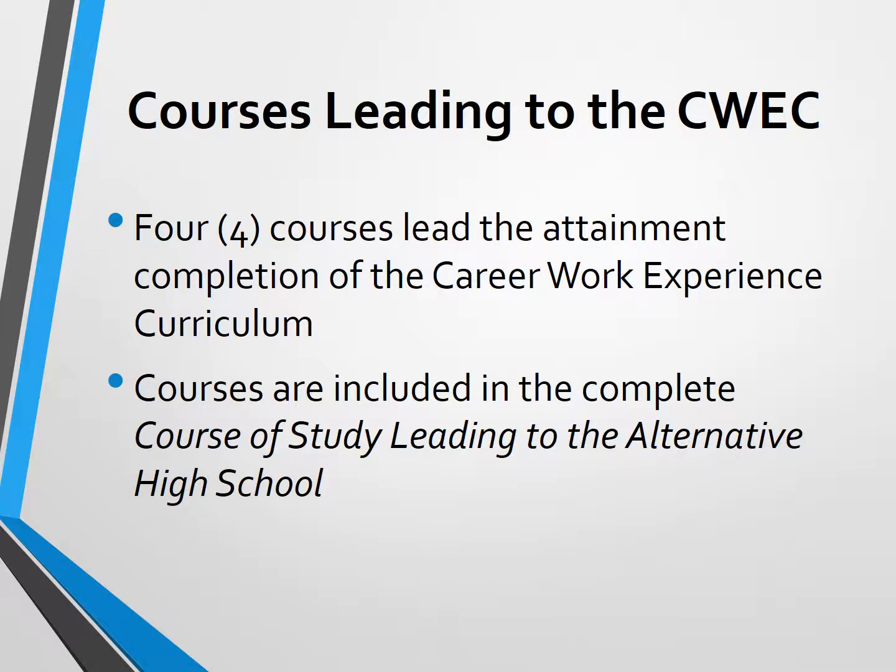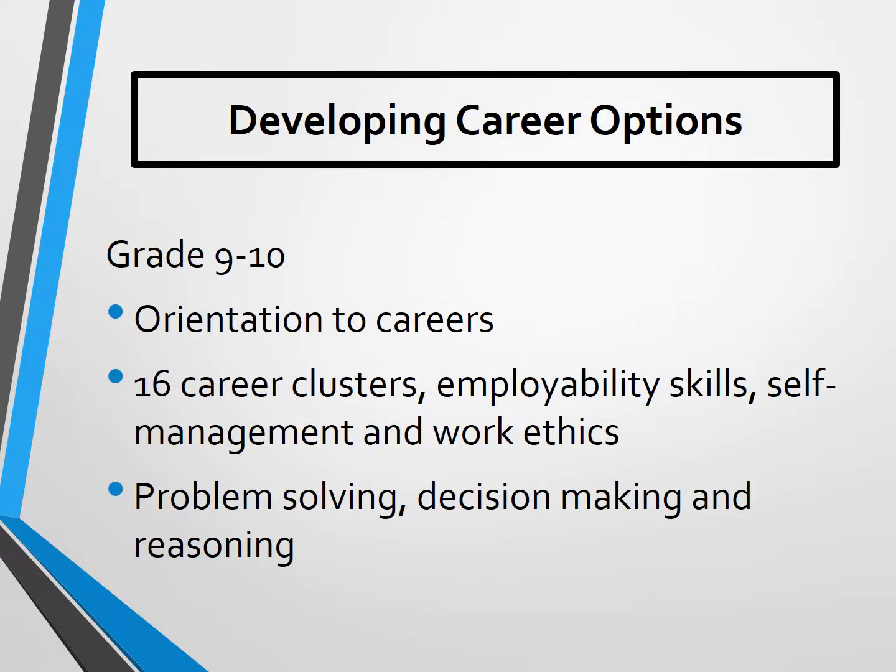4 specific courses lead to the attainment of a work experience certification. These courses are included within the course of study leading to an alternative high school diploma. Descriptions of the courses leading to the CWEC are found on pages 10 and 11 of the document. Developing Career Options is the first course and can be completed in either the 9th or 10th grade year.